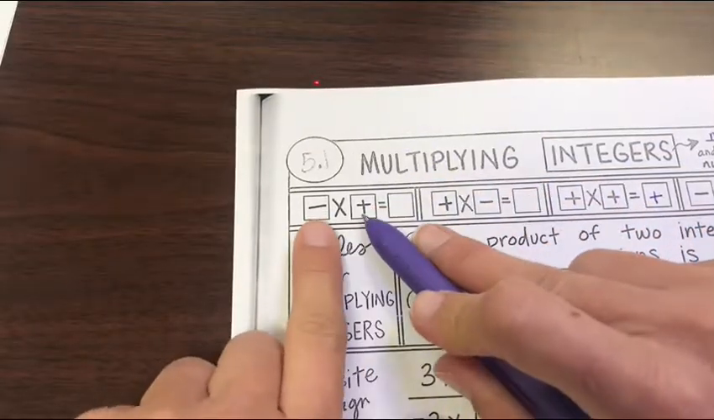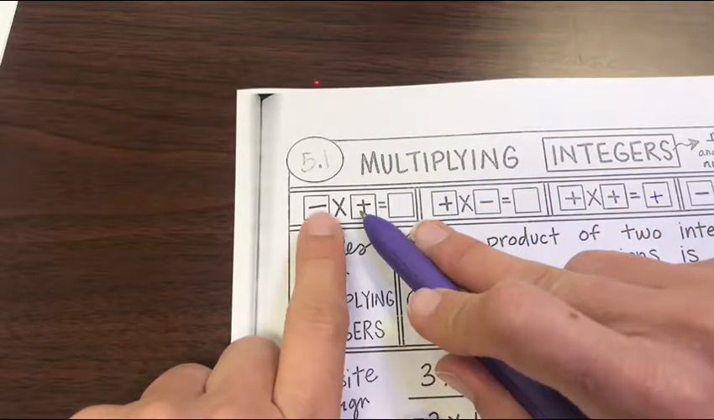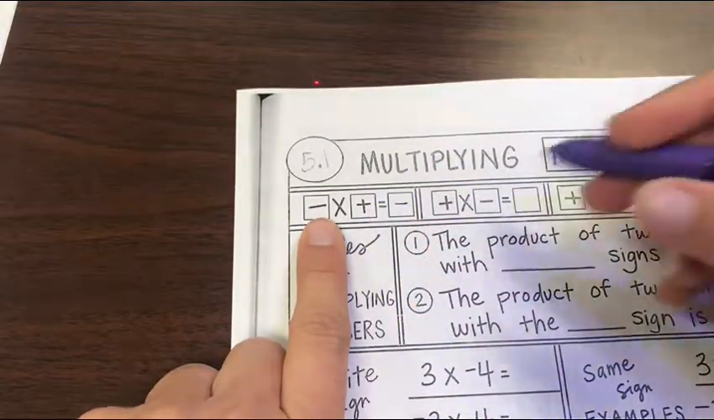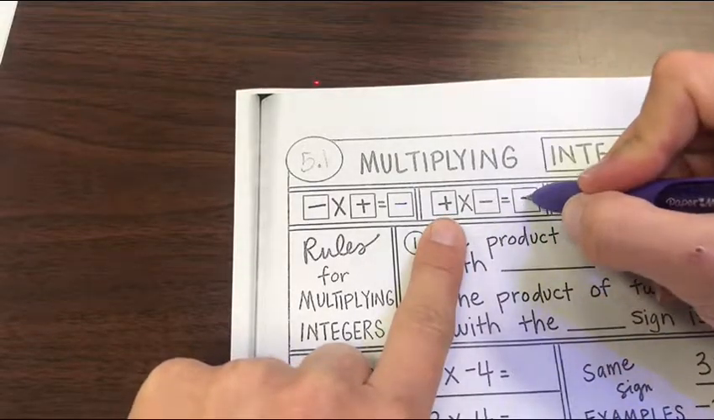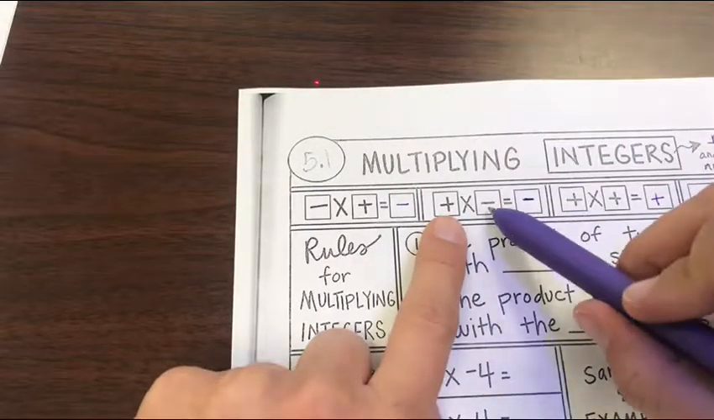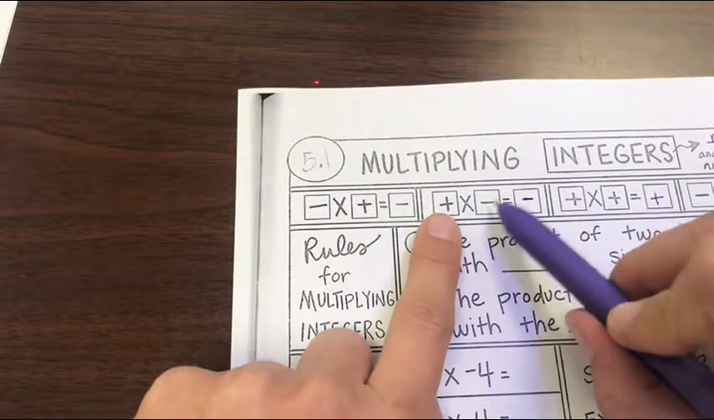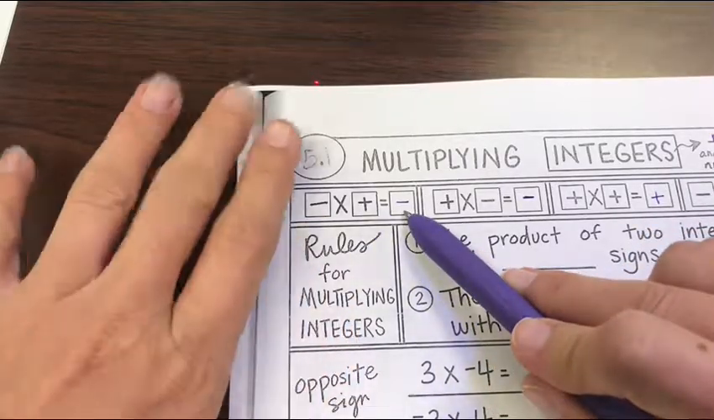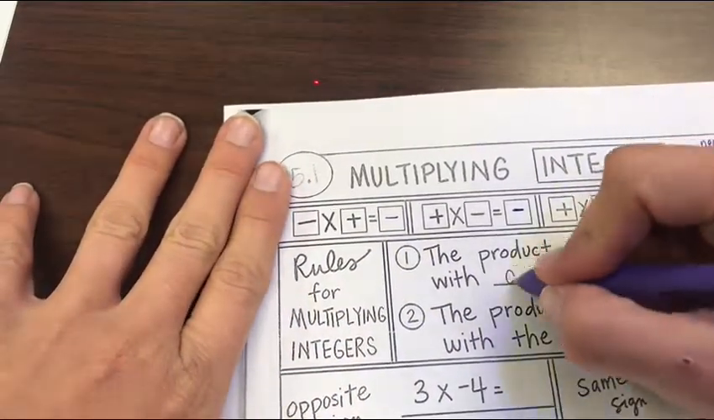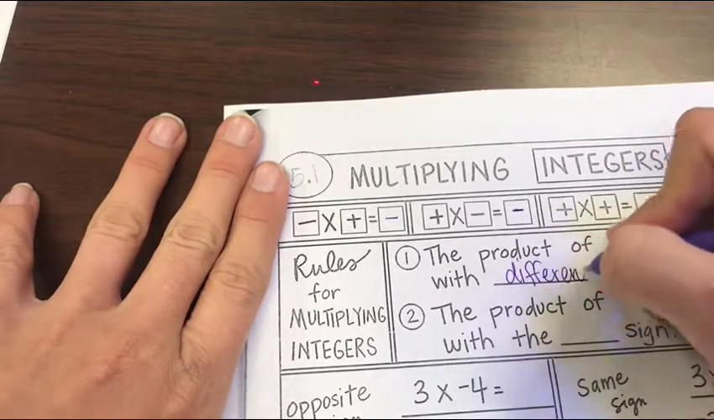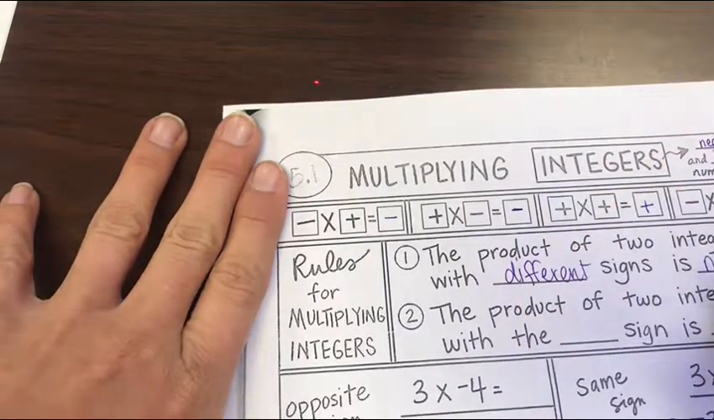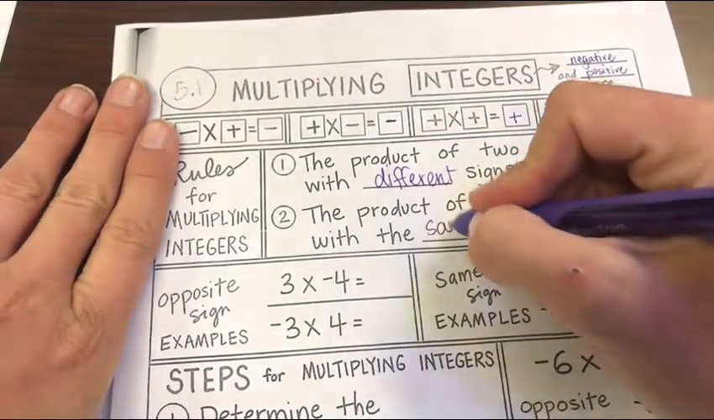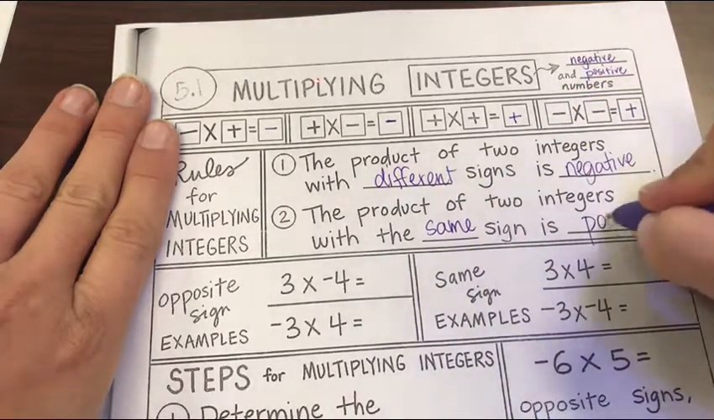So now you have these two people over here. You have one negative and one positive. They're different. They have different interests. They don't like the same thing, so they have a very negative relationship. Same with these two. They're different, so they have a very negative relationship. So when you multiply two numbers where their signs are different, your answer is always going to be negative, no matter what order they're in. If they're different, your answer is negative. The product of two integers with different signs is always going to be negative. The product of two integers with the same sign is going to be positive.